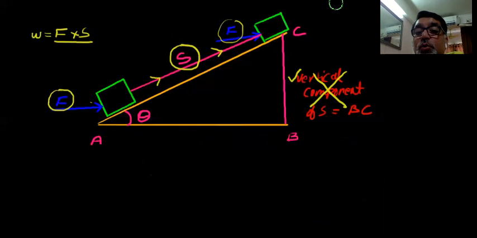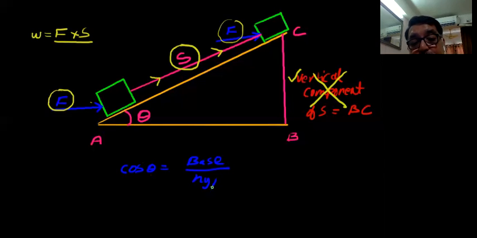Okay, so now let's start with our trigonometry. Remember, cos theta equals base upon hypotenuse. So in this case, we can say cos theta equals base, which is AB, upon AC. Now remember, AC, which is this part over here, the inclined surface, is our displacement.